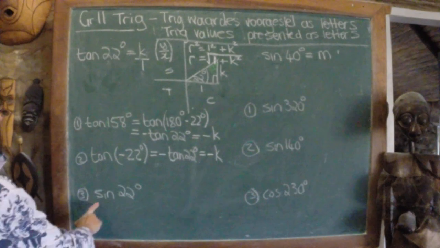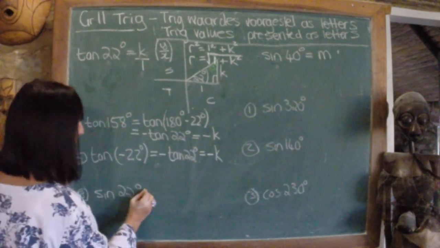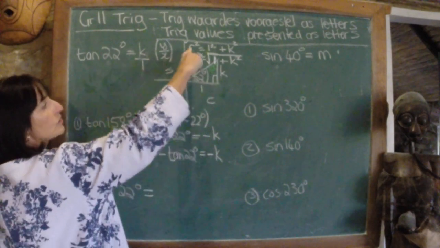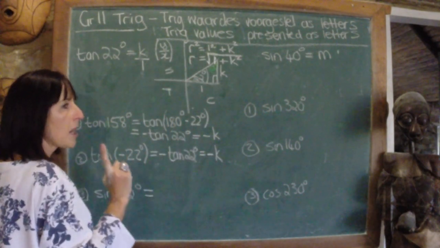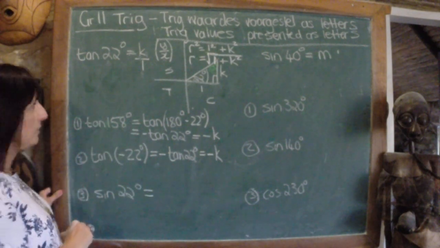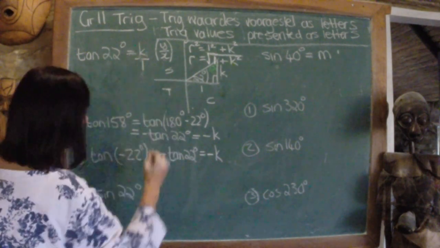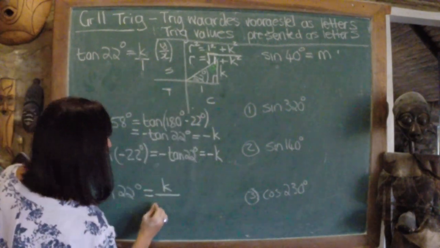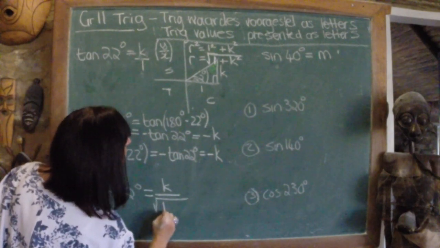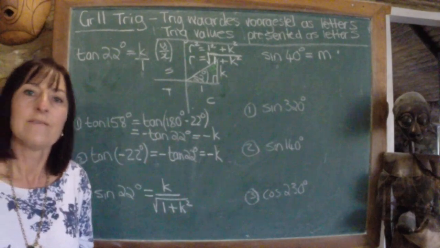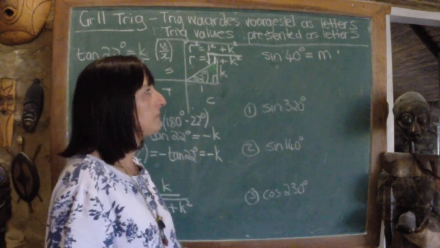Baie maklik. Die sin van 22 is nou baie eenvoudig. I've got this picture of mine. I've determined r, and I know the sinus is y on r. So wat kan ek doen? Ek kan my y-waarde gaan soek, hy's k. Ek het my r gaan uitwerk, hy is wortel 1 plus k kwadraat, and that's my answer. Very easy. Let's do this one.